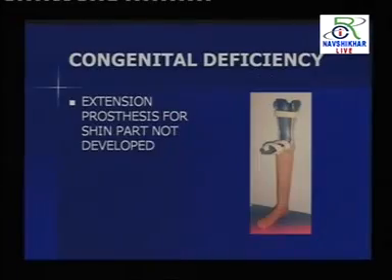This is a congenital deficiency prosthesis. There are some other congenital deficiencies normally, and all these prostheses are commonly end weight bearing only. I'll show you another slide. See, this is another case. This is also congenital. The person has lost, not lost, it's not developed actually, the shin part.